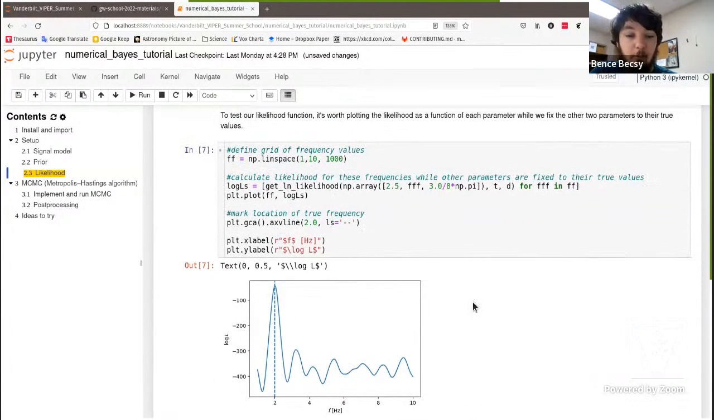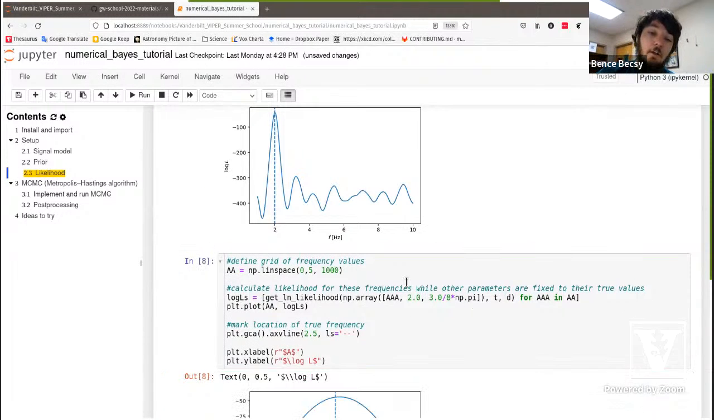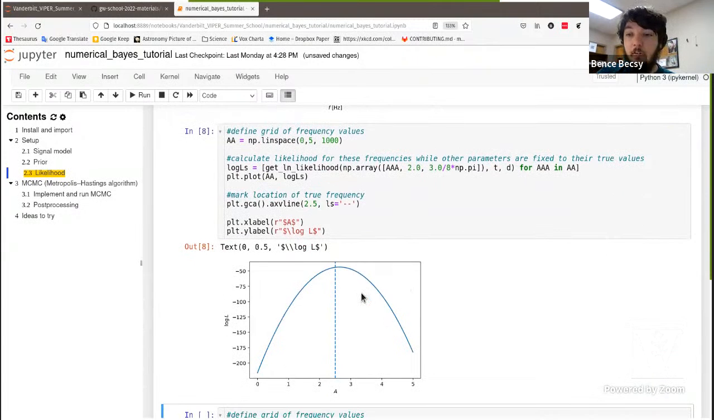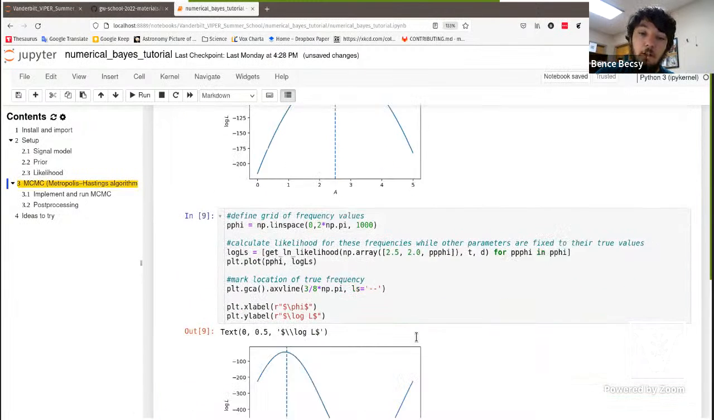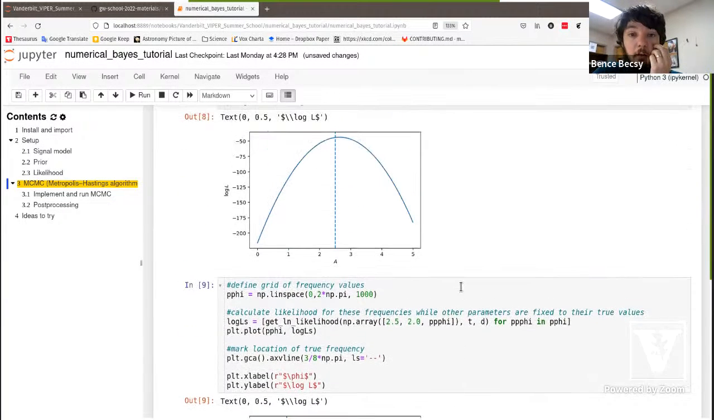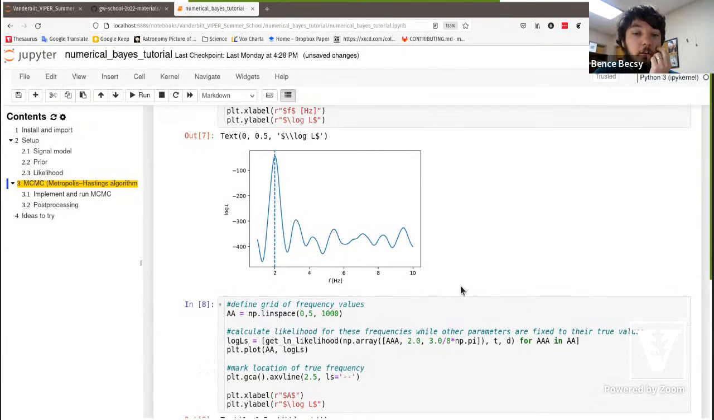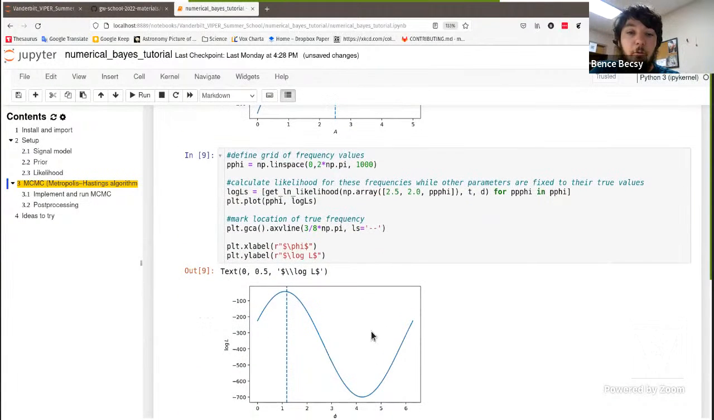And then you can do the same kind of thing with the amplitude and the initial phase. And you can see that the amplitude is nicely peaking close to the true value as well, and the initial phase is doing the same thing. One thing that you can see already here is that your frequency has a very sharp peak. So the frequency will be very well determined in this problem, but the amplitude has a much wider likelihood surface here. And similarly for the phase.